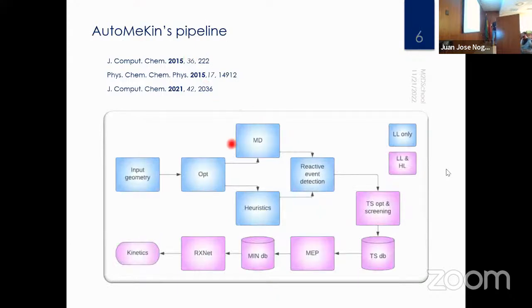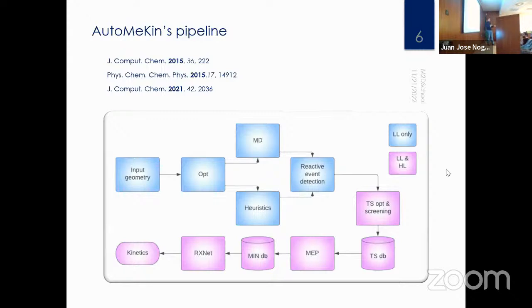So this is again the pipeline. We have an input geometry. We optimize it, and then we can choose between MD simulations or an algorithm that is based on chemical knowledge, heuristics. After that, we need something to detect the reactive events, because what we do is propagate a number of very short trajectories, and then we need to analyze the trajectories because we try to find structures that resemble transition states. There are other methods that employ MD simulations, and they are based on optimizing minima from the MD simulations.